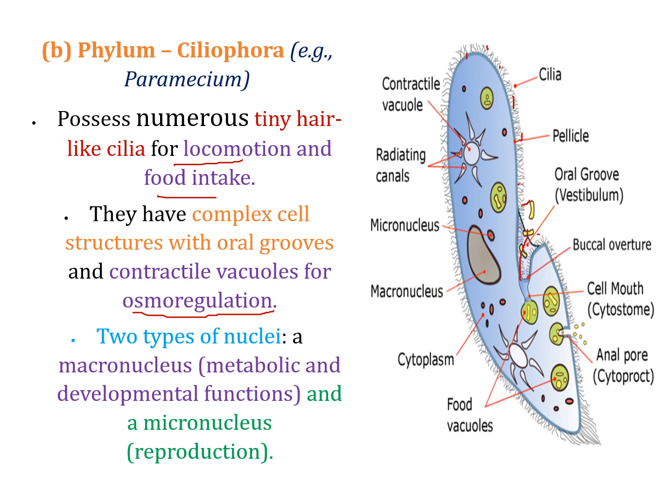Two types of nuclei they have. Okay, macronucleus, the large nucleus, and micronucleus, that is the tiny nucleus. So the macronucleus is required for metabolic and developmental function, and the micronucleus is required for reproduction.